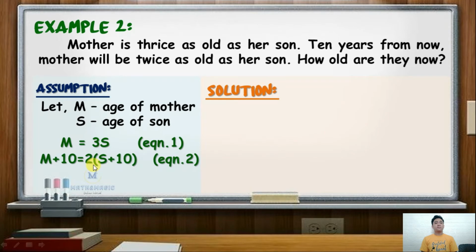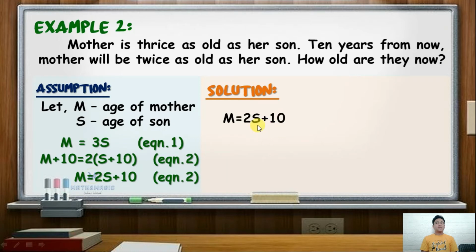Simplifying this equation, it will be m plus 10 equals 2s plus 20. Then transpose 10 to the right side. This will be m equals 2s plus 10. Hence, we have the system m equals 3s and m equals 2s plus 10. For this example, let's use substitution. Here we will substitute the value of m in equation 1 to that of equation 2.